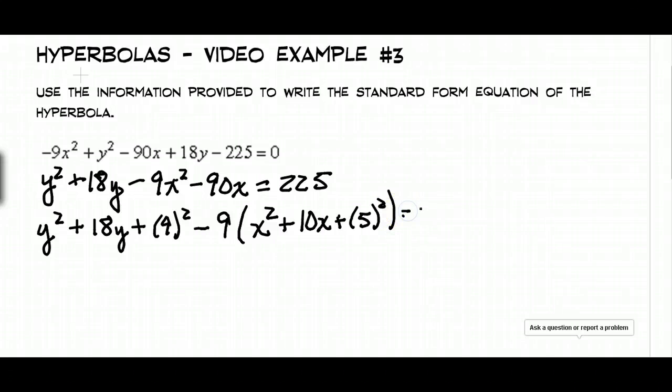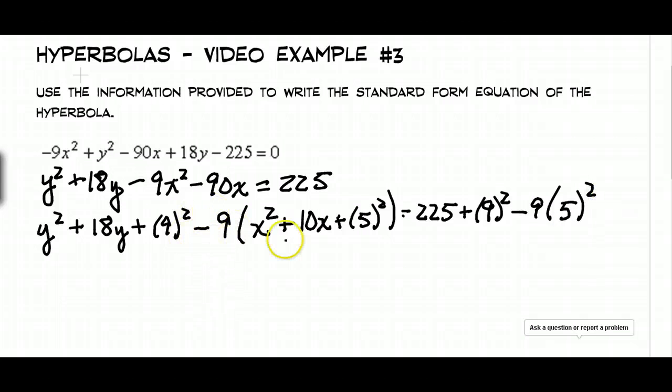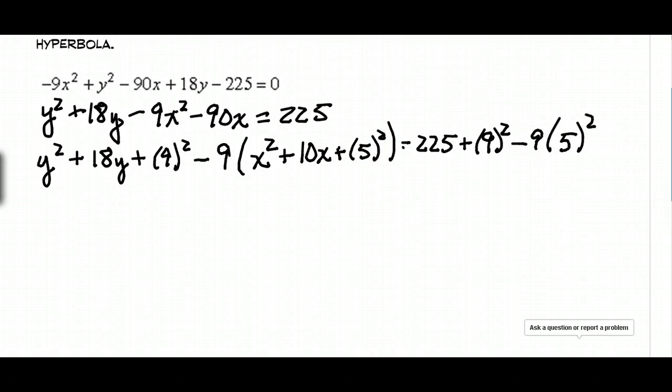Alright, and that's going to equal 225, and then plus 9 squared, and then minus 9 times 5 squared. Alright, so be really careful here. Minus 9 here, so minus 9 here, and then multiplied by whatever we needed to do to complete the square in there. Alright, so let's do a little bit of factoring.